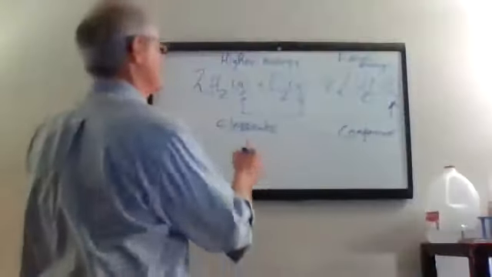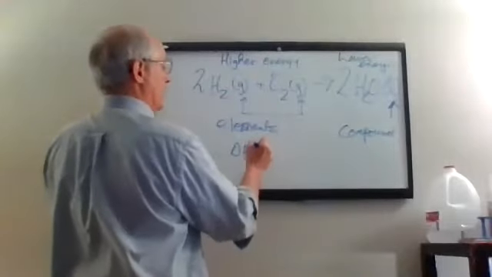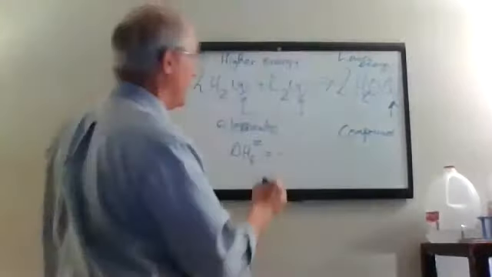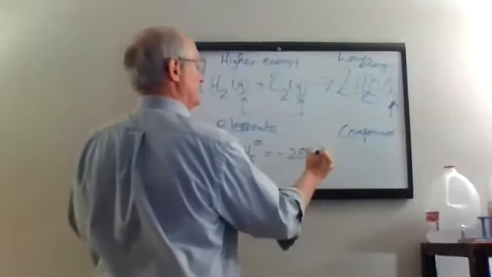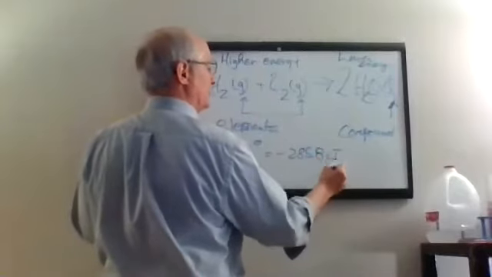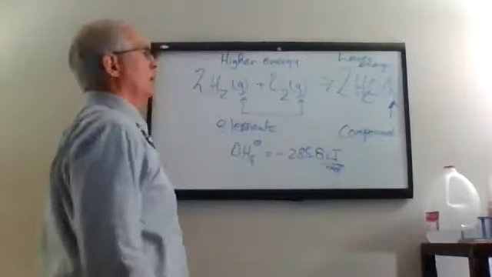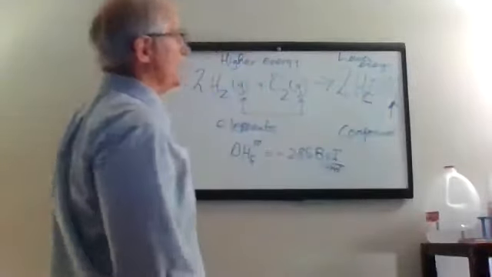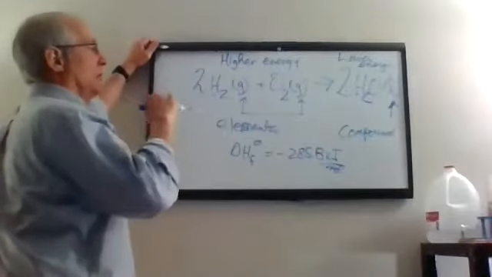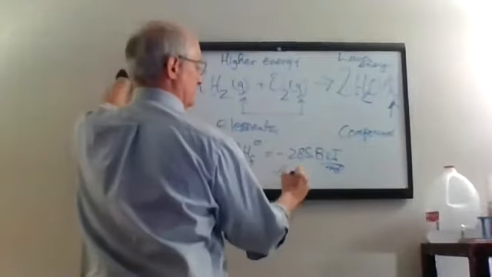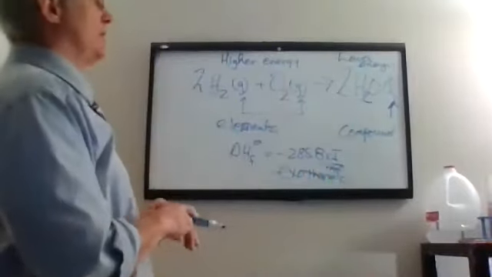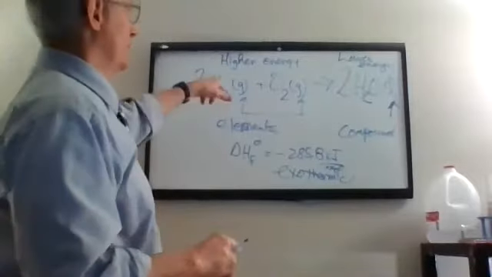In fact, the delta heat of formation at standard state is negative 285.8 kilojoules per mole of that stuff that's being formed, and a mole is 18 grams. Of course, you know that. Anyway, so it's exothermic, and that means energy is being released. So these are the reactants.